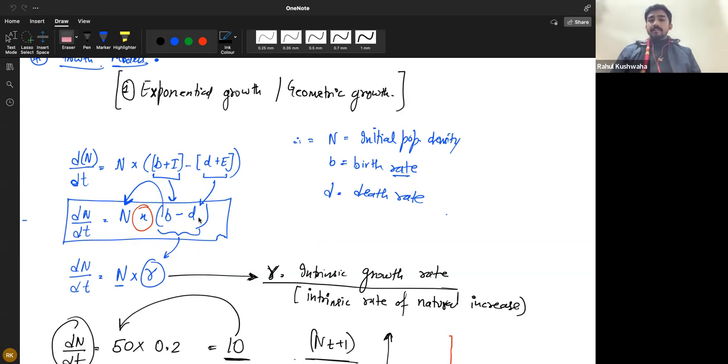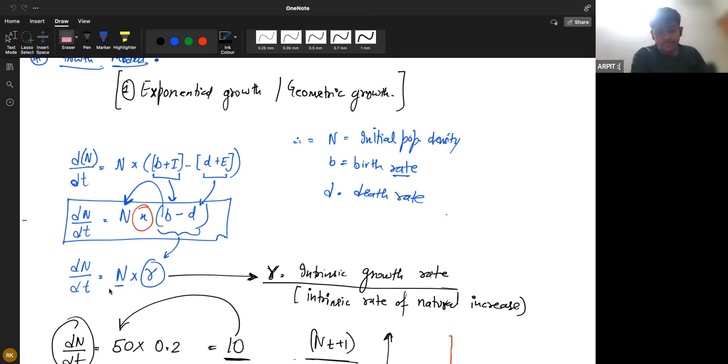Now this b minus d is the factor which is actually deciding the growth rate. If it is more than one, it will make the population expand. If it is less than one, it will make the population decline, because this is being multiplied with the initial population. So finally we get to this equation, dN by dt is equal to rN.